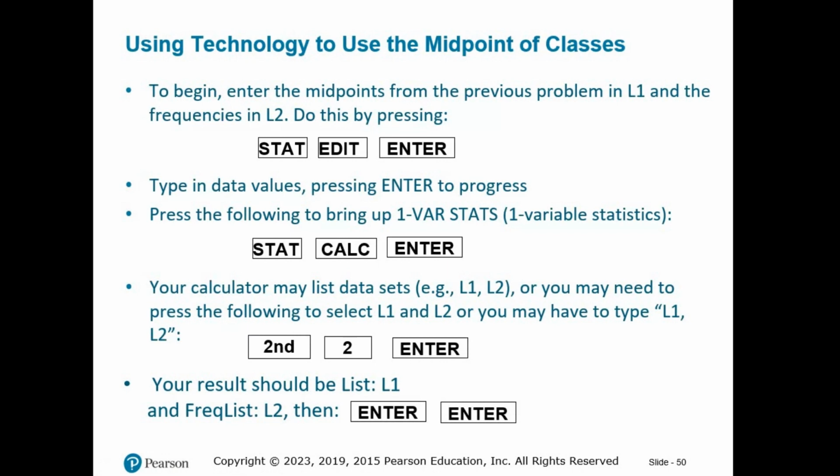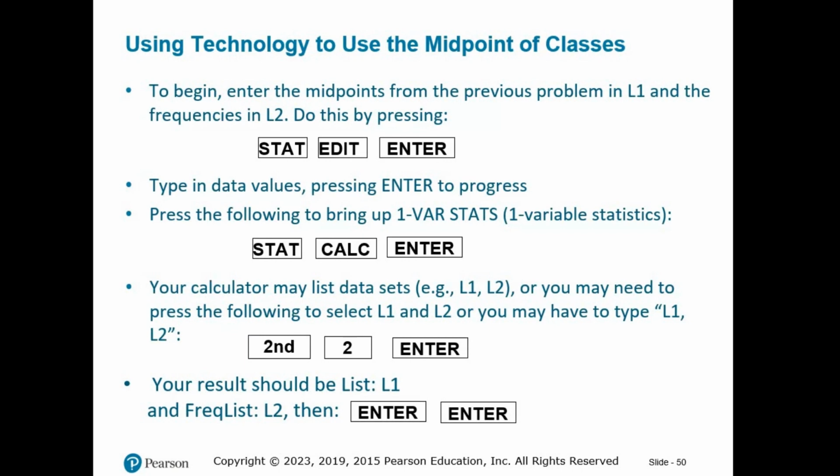At this point, your calculator could give you a number of options depending on how old your calculator is. You may have to type L1, L2. Some will have the data lists available to choose from. Others will have the list and have L1 as the default, but not have anything next to frequency, in which case you need to press the second button and then the number 2. Whichever of these options you need to do for your calculator, what you want to end up with is that the data is coming from list 1 or L1 and the frequencies are coming from L2.